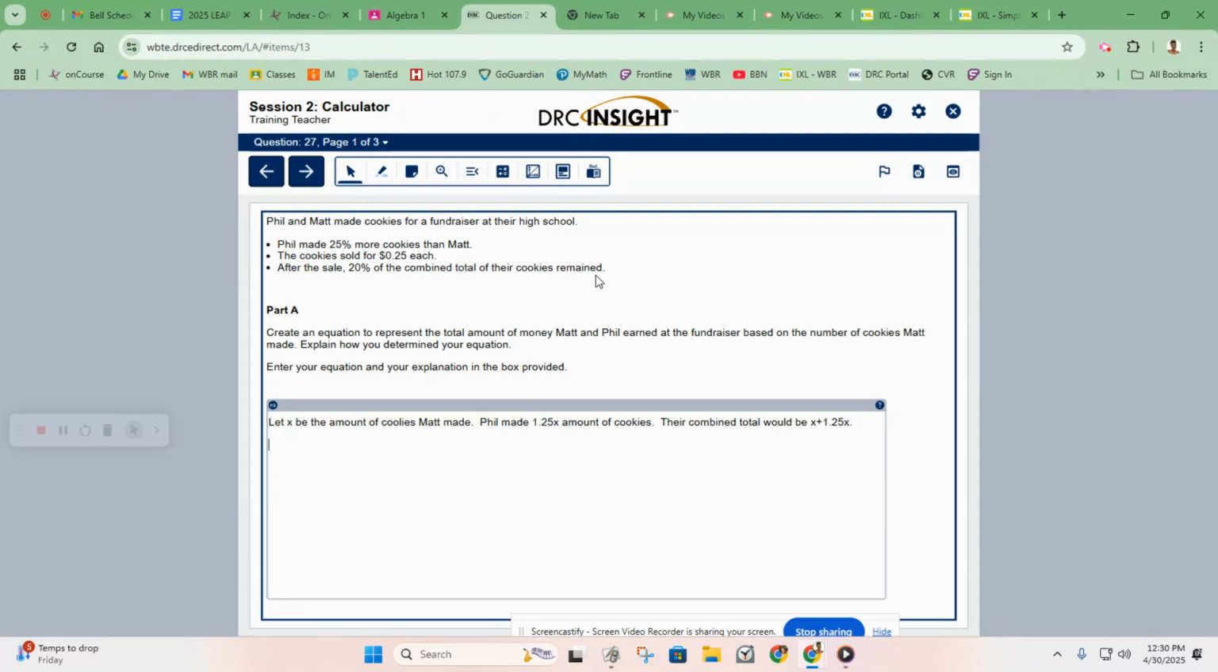So my equation is going to be 25 cents, 0.25, times 80%, 0.80, times the combined total of X plus 1.25 X. That is the amount of profit, or the amount of money made.